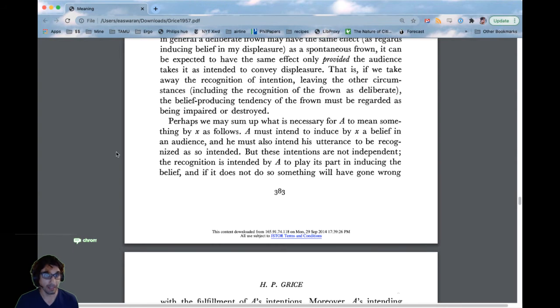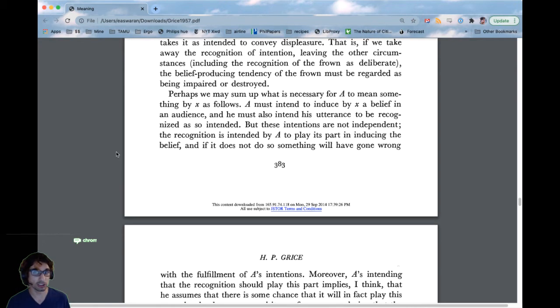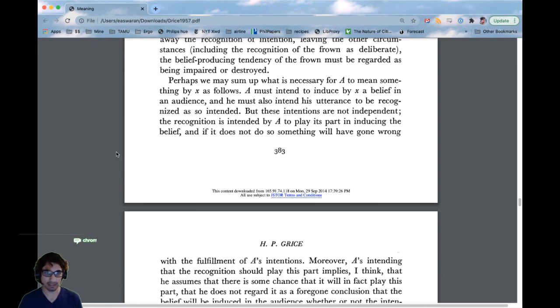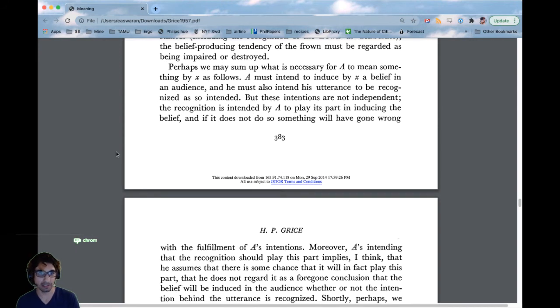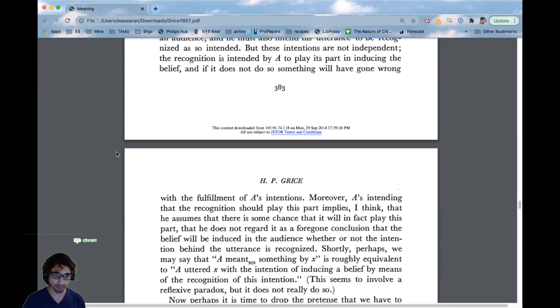So he says, perhaps we may sum up what is necessary for A to mean something by X as follows. A must intend to induce, by means of X, a belief in an audience, and he must also intend his utterance to be recognized as so intended. But these intentions are not independent. The recognition is intended by A to play its part in inducing the belief, and if it does not do so, something will have gone wrong with the fulfillment of A's intentions.